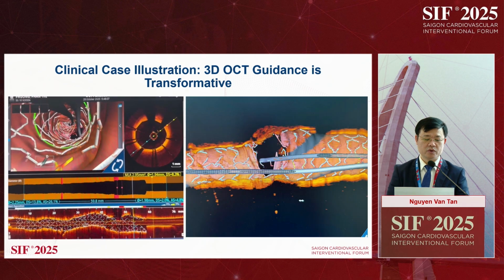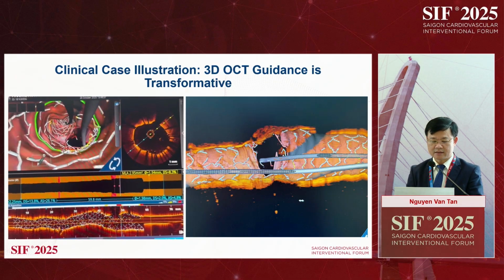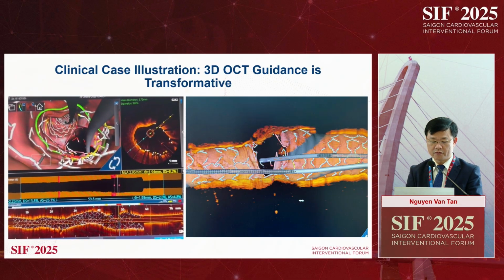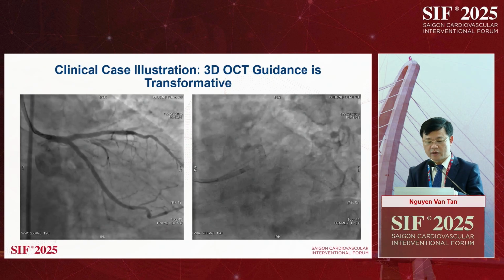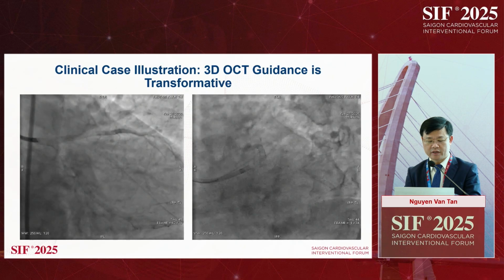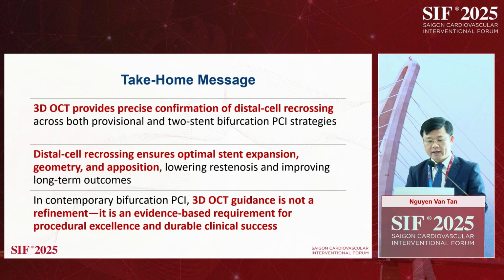After that, we perform OCT again. We confirm that the ostium of the side branch is very open, and we also show everything is okay. Upload in the LAD, left main to LAD, and left main to the ostium. 3D OCT provides precise confirmation based on the little shells, pre-proxy approach, for both the provisional and stored stent bifurcation, beside trajectory.